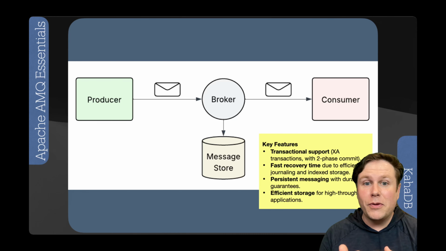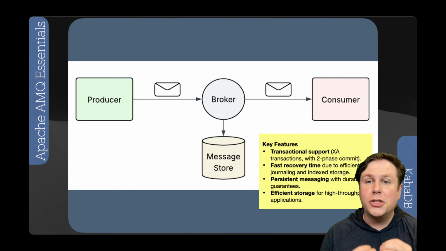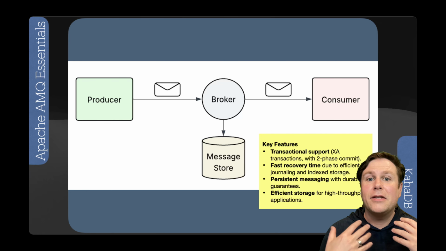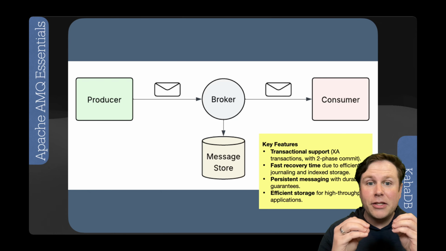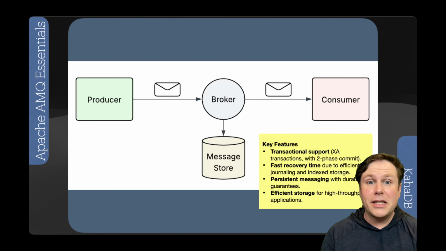Persistent messaging, so that's all about having durable messages. A durable message in this case is just that you send it into the system, and since it's been persisted down to disk, it means that you can now pick it up later, even if you've had multiple restarts of that broker. It's going to be there.